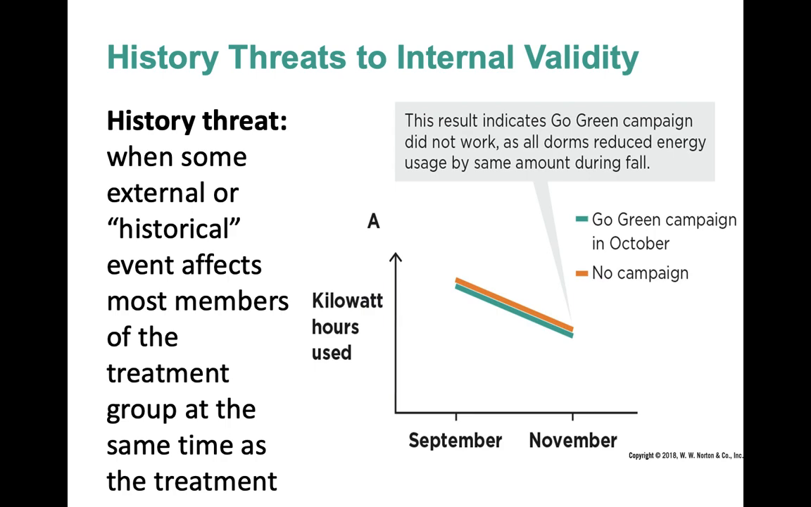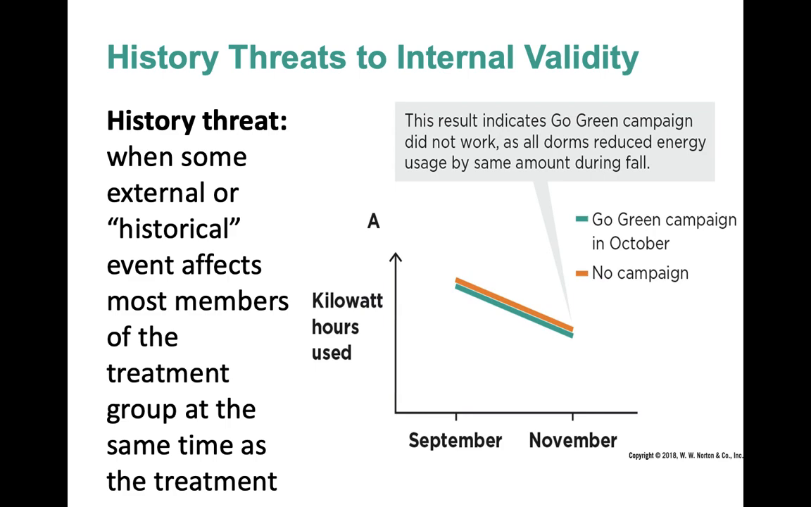So what we have here in a graph is an example that is discussed in the chapter, but we've got participants in a study that were college students, and they were encouraged to go green by reducing their energy usage. And so the start of the Go Green campaign was in October. And so the researchers measured energy consumption in September and then again in November. And the thought was that if the Go Green campaign was successful, people ought to be reducing their energy consumption.